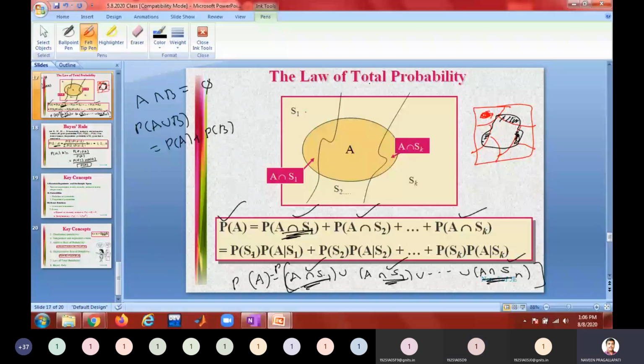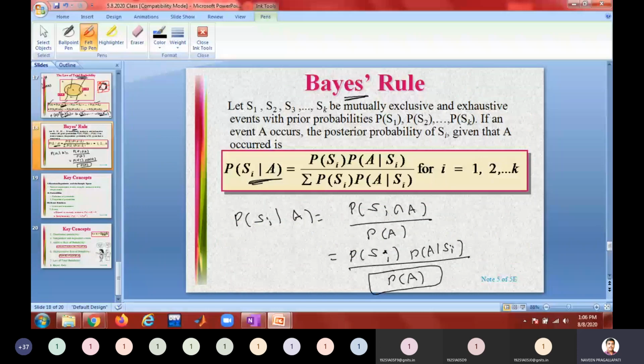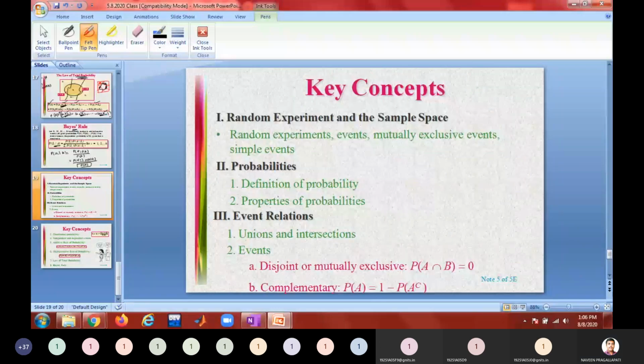So these are the concepts in basic probability. What we have reviewed so far in the last three classes is random experiment, sample space, different kinds of events, mutually exclusive events, simple events, and so on. We have seen the definition of probability, the properties of probability, and also the axioms of probability. After that we have seen some formulas. We have done problems on conditional probability, independent and dependent events. We have seen the additive rule and the multiplicative rule.